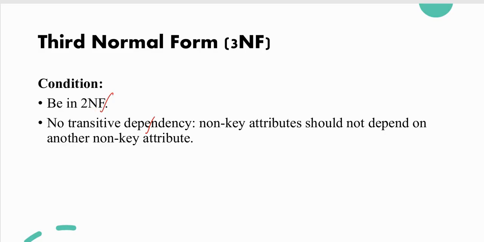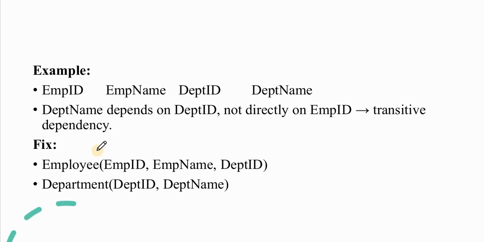So that is the transitive property, right? So we'll see with an example. Here in this employee table, employee ID, employee name, department ID and department name are the attributes. Here if you see, this department name depends upon the department ID and not directly depending upon the employee ID, right? So it is a transitive dependency.